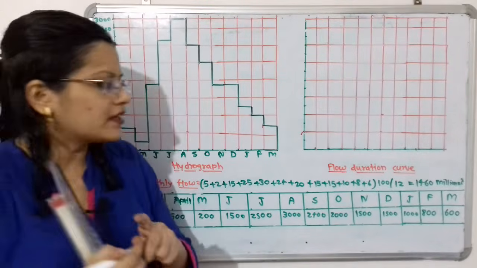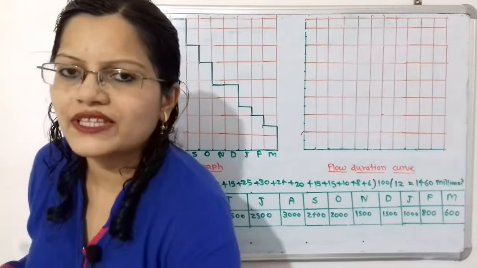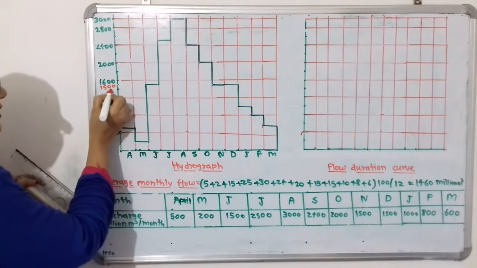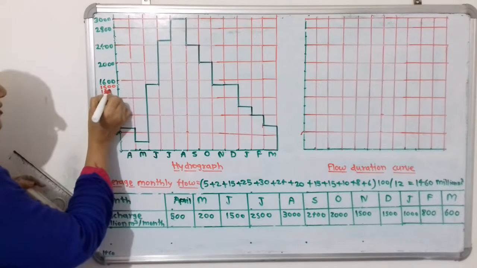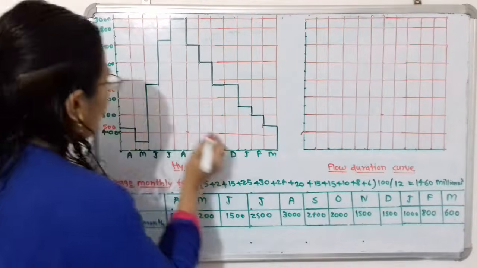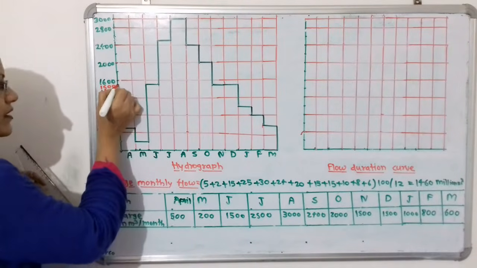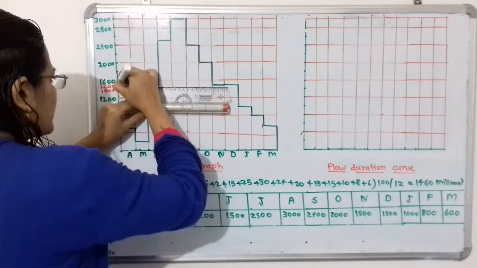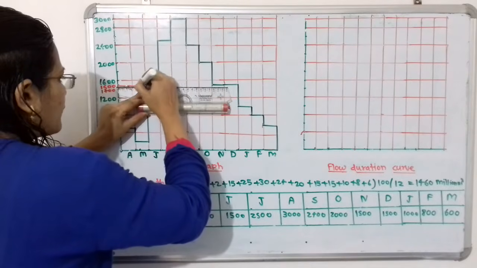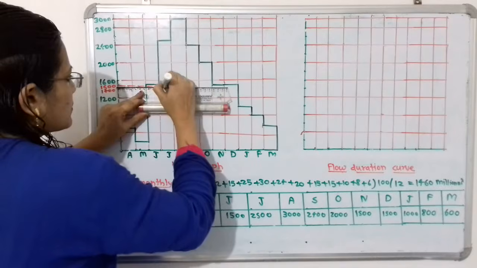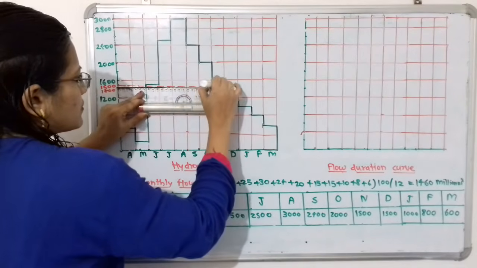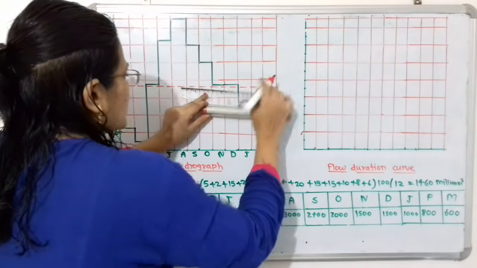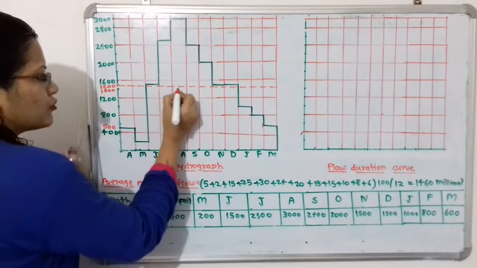Now we will plot here, or we will show here this average monthly flow, that is 1460. So how to show? So here 1000 is there and here is 1400. So after 1400 we have to take the value in between 1400 and 1500. So with some suitable scale we will show here with the help of a dash. So this is nothing but the average monthly flow. So we will mention here.